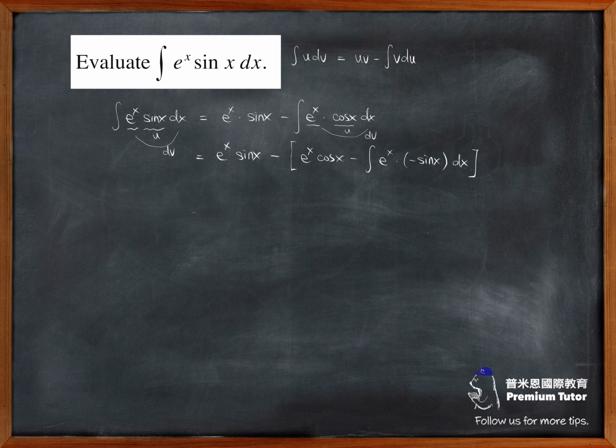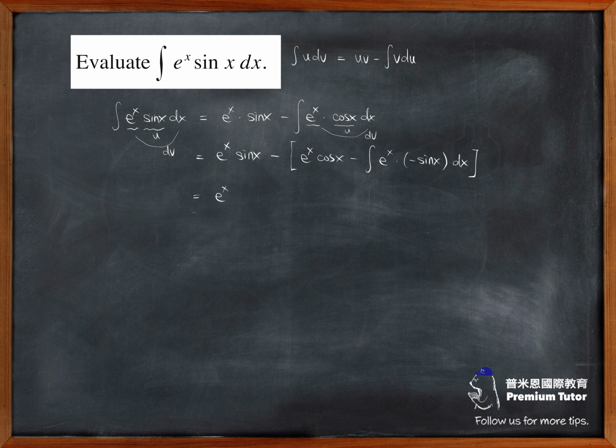It seems that it's no simpler than our original one, and it appears as if we have accomplished nothing because we have arrived at exactly the same thing, e to the power of x times sine x, which is where we started. But if we treat this like an equation, and the integration of e to the power of x times sine x is the unknown that we're going to solve for, then we still have some hope.